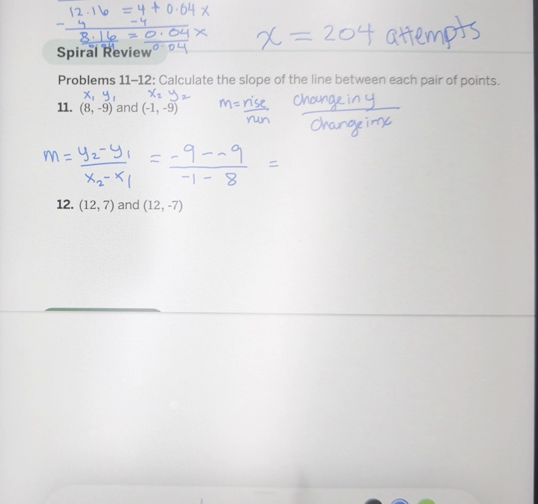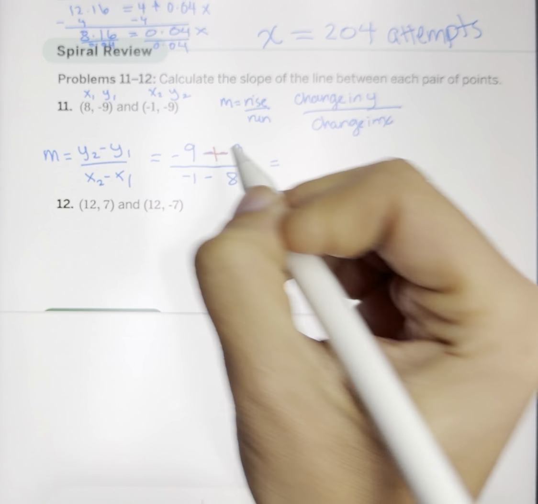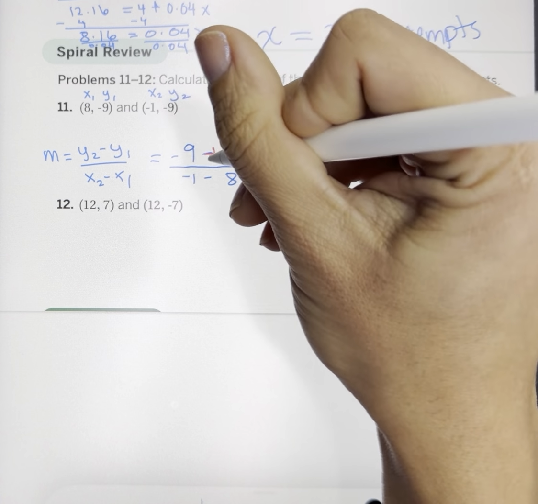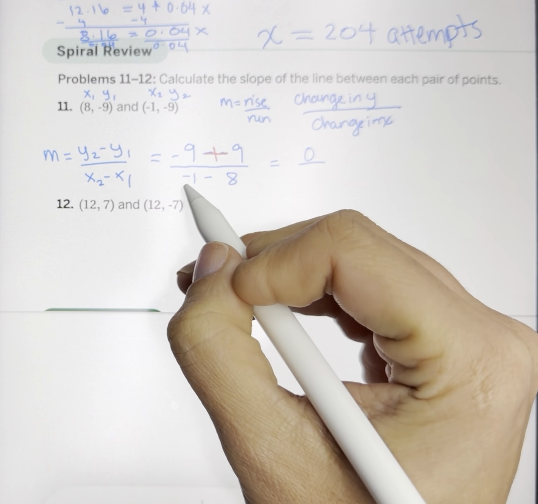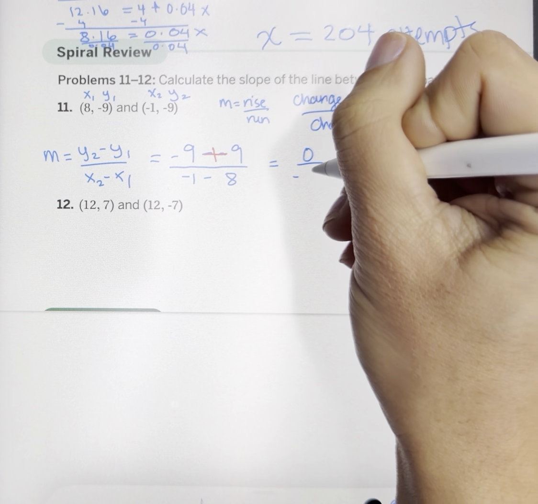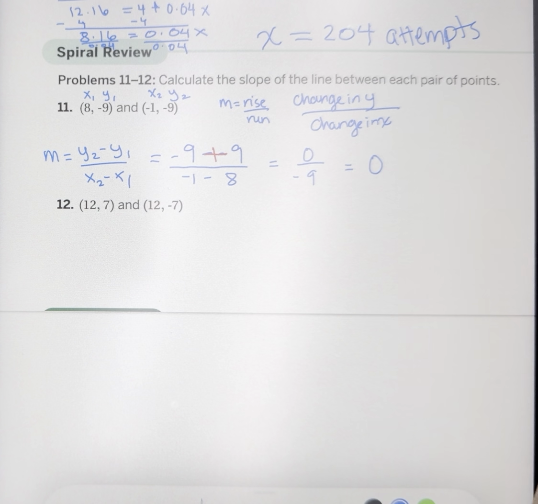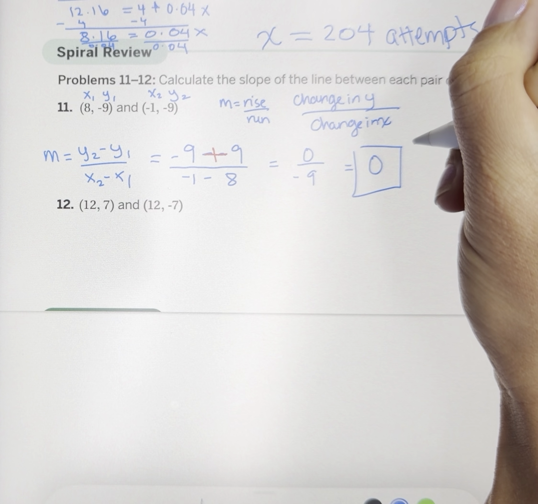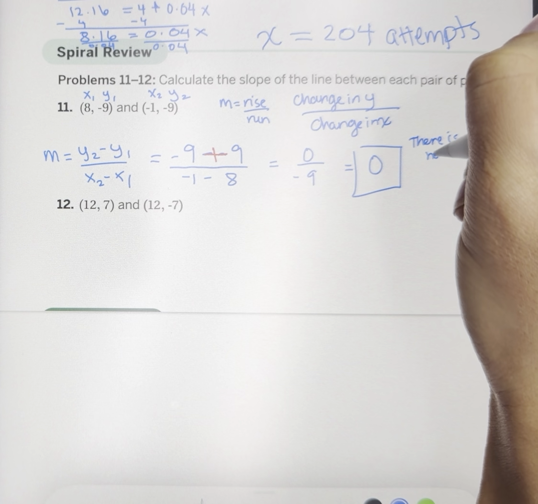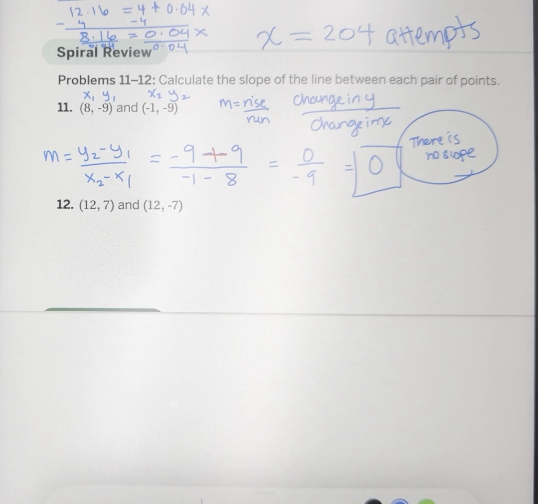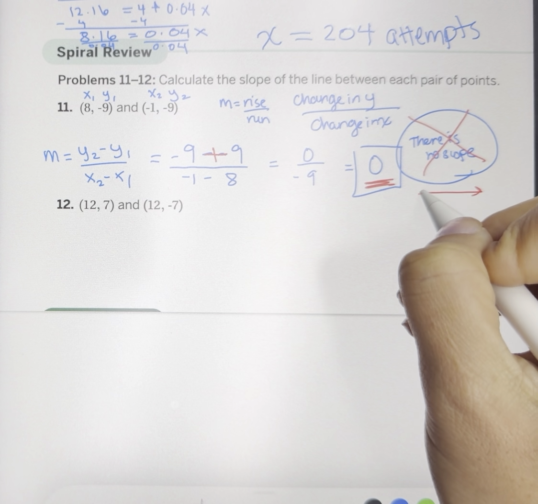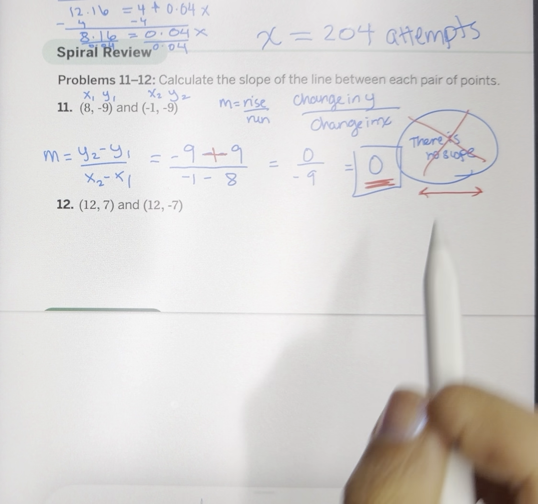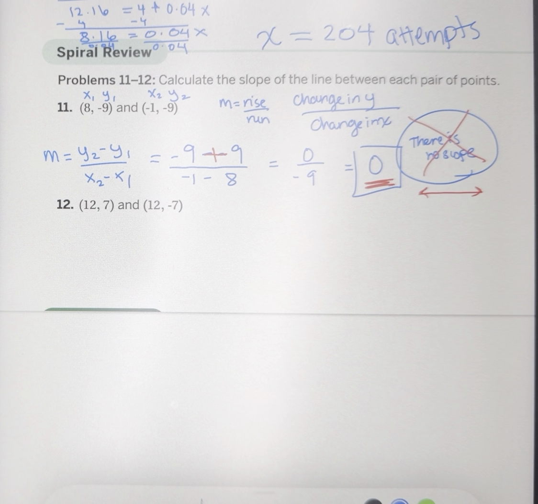All right. Over here, my negative does become a positive. And so this is -9 plus 9, which is 0. And on the bottom, it's -1 minus 8, which is -9. And 0 divided by -9 is a big fat 0. Our slope is 0. Do not say there is no slope. There is a slope. It's 0, okay? A slope of 0 means I've got myself a horizontal line. It has a slope. How steep is it? It's 0 steep. So it definitely has a slope.